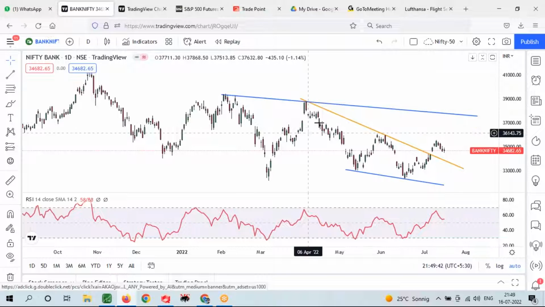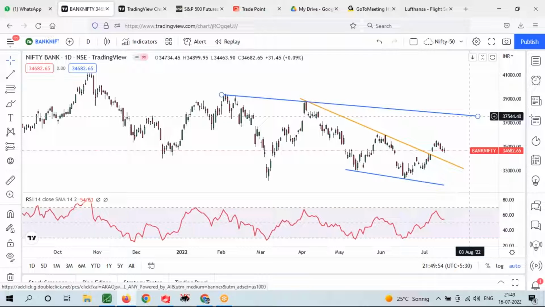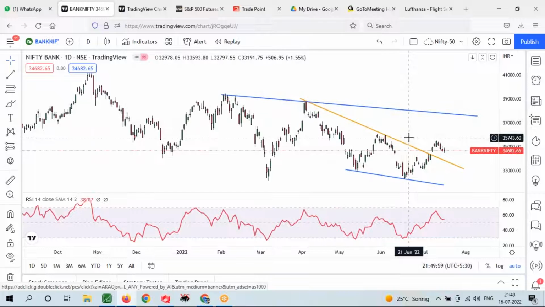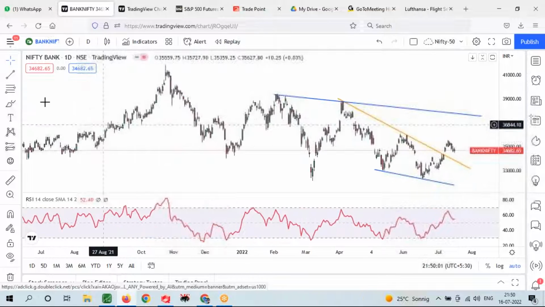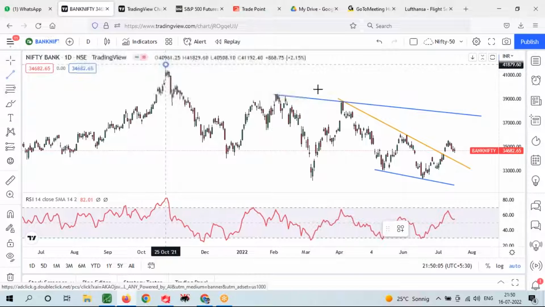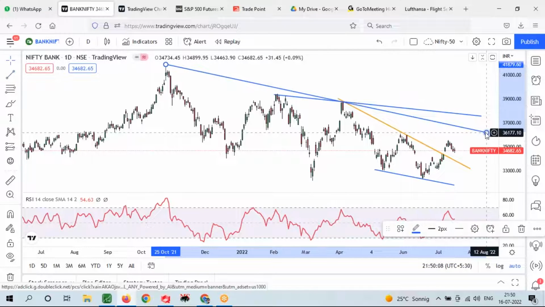Also there is a gap here. Can you see the gap here? 37,144 to 37,300. So you can say 37,150 to 37,500 is a resistance zone including this gap. Okay, and if I connect this trend line to this top, okay, I'll show you in a different color.